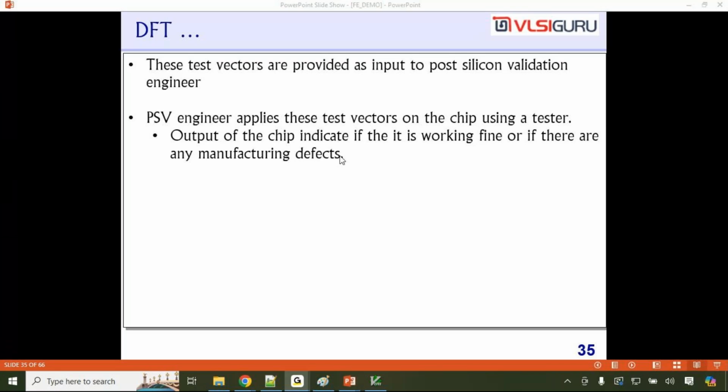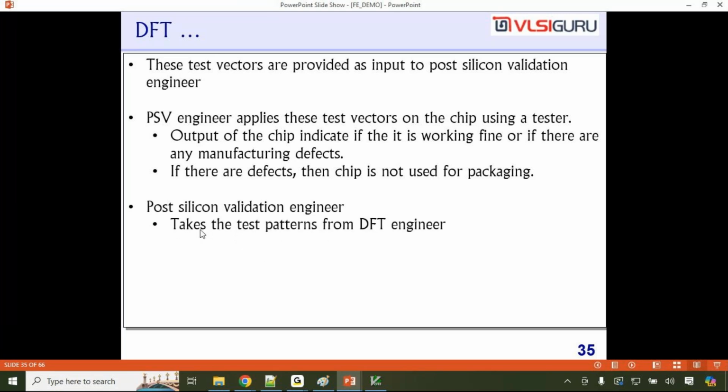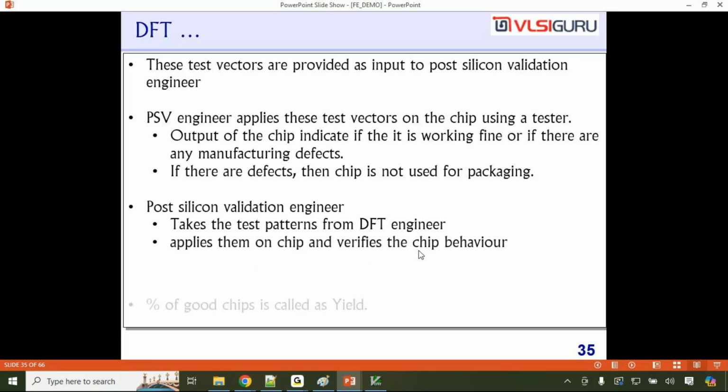So the output of the chip indicates whether it is working fine or not. Okay. If there are defects, the chip is not used for packaging. What is the post silicon validation engineer? The post silicon validation engineer takes the test patterns from the DFT engineer, applies them on the chip, and verifies the chip behavior. Percentage of good chips is called yield.